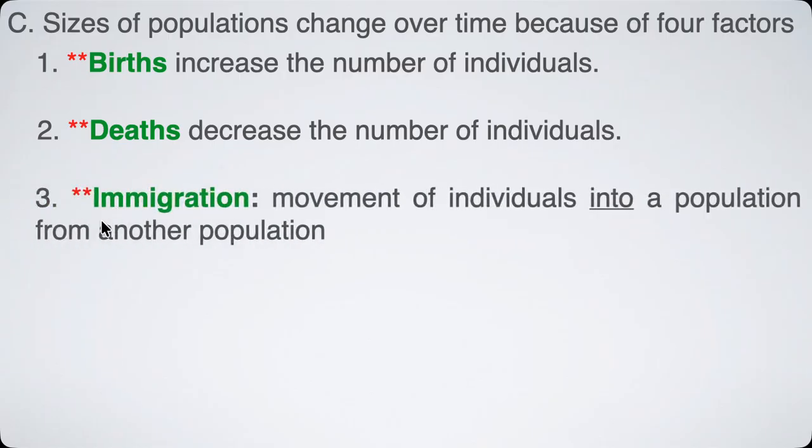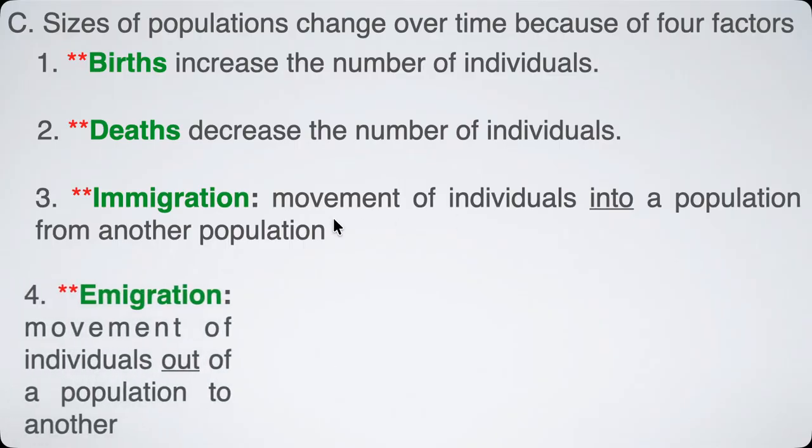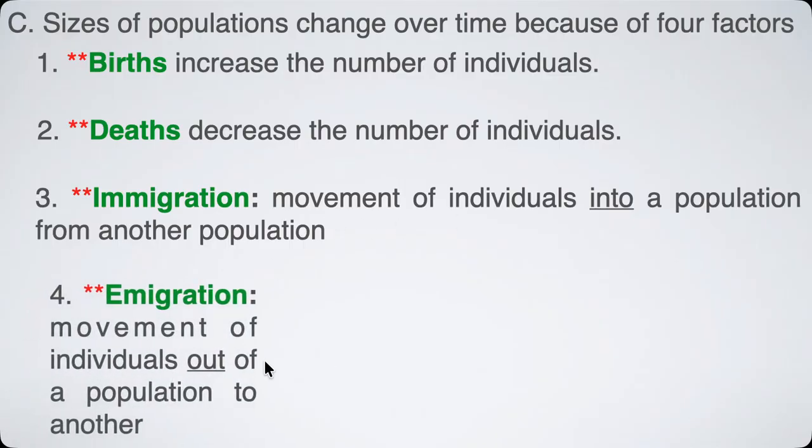Immigration, with an I, is moving things in. So immigration increases the population because individuals are going from one location to another, and the population receiving them is going to increase. Emigration is movement out, and that is going to cause a decrease. Emigration, think exit. It's moving out of somewhere.